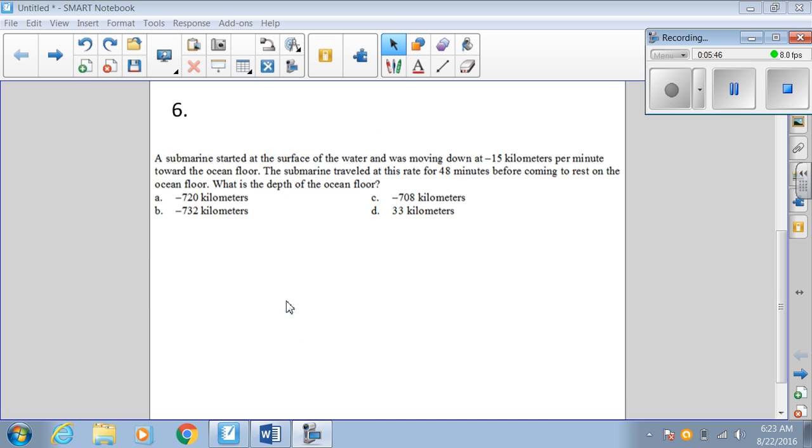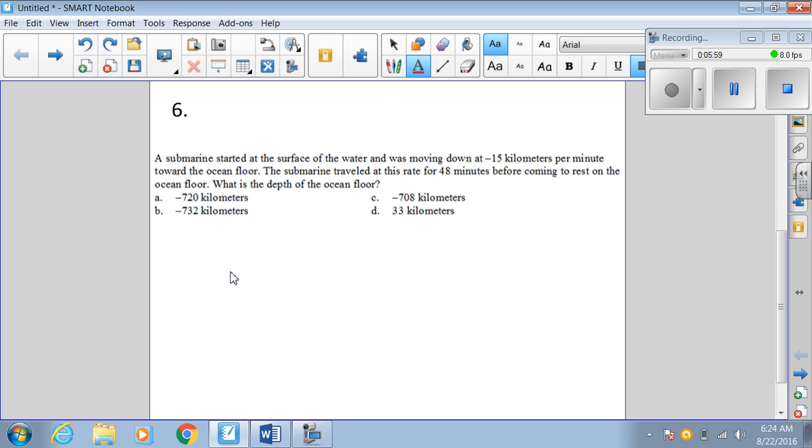Alright, on number 6 it's a word problem. A submarine started at the surface of the water and was moving down at negative 15 kilometers per minute. Negative 15, so we'll type that in. As we read on, it says the submarine traveled at this rate for 48 minutes before coming to rest on the ocean floor. What is the depth of the ocean floor?